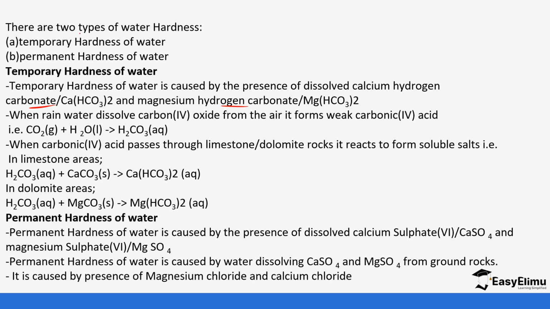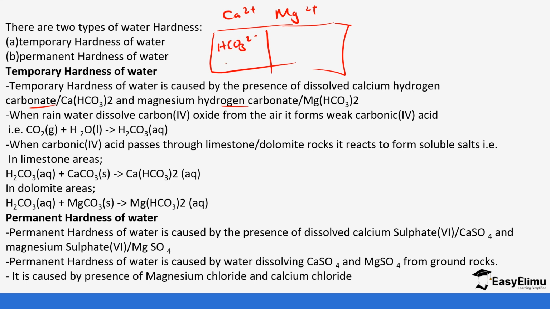So you notice we have the main cations, which are calcium ions and magnesium ions. And these are then categorized in two types of anions. So we have the temporary hardness containing the hydrogen carbonate ions, and then the permanent hardness containing the sulfate and the chloride ions. But you notice for both cases, the cations are the same. The anions are the ones that differ, depending on whether a certain water is temporarily hard or permanently hard.